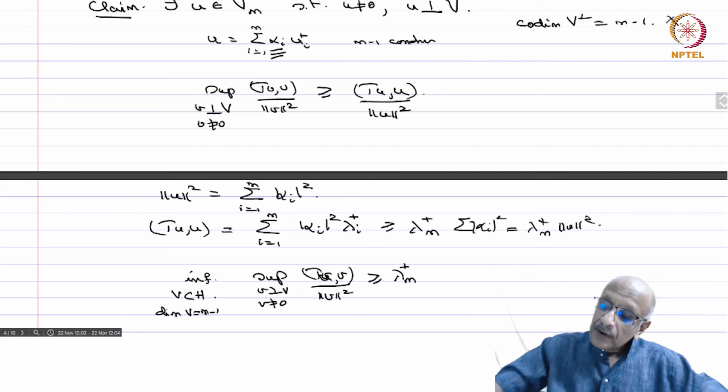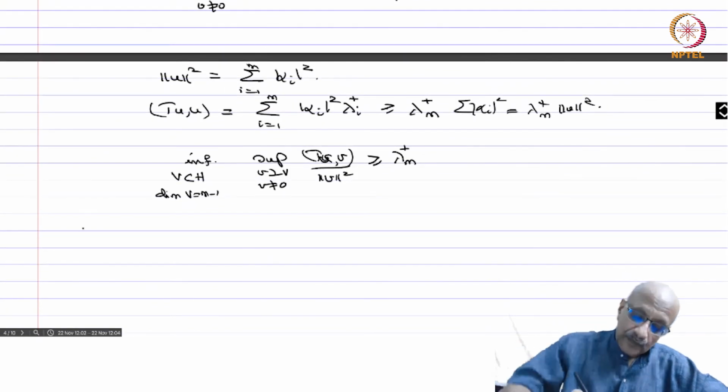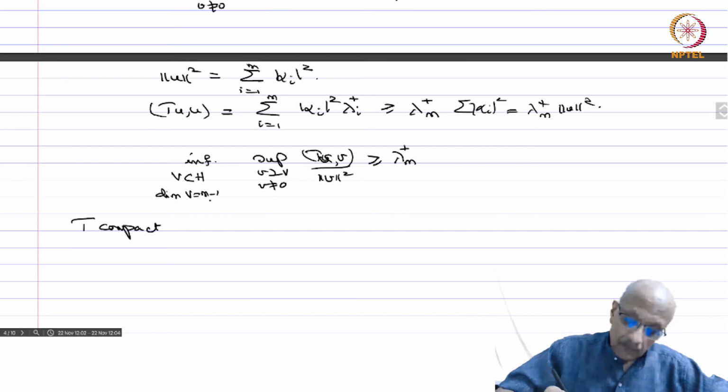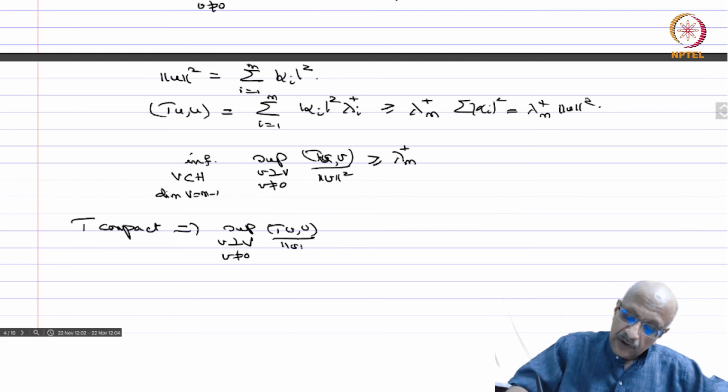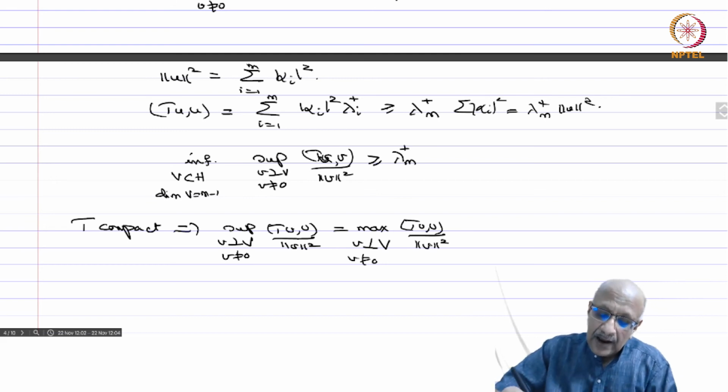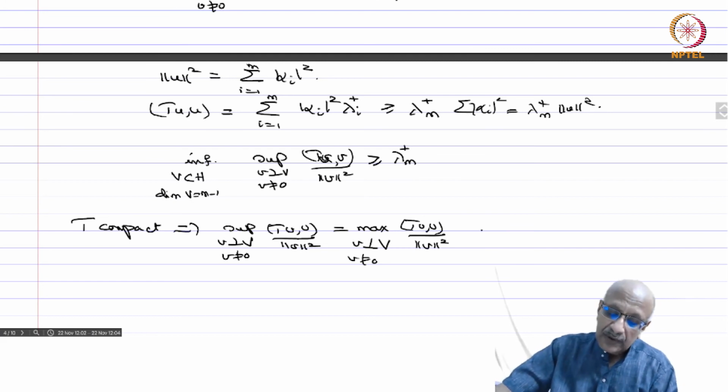Now T compact implies that the sup over v orthogonal to V, v not equal to 0, of (Tv,v) by norm v square is in fact attained, equal to the max. Because if you take a maximizing sequence, then Tv will converge strongly, v will converge weakly, and therefore the limit will be a maximizer, and it will also be orthogonal to V, and therefore it will attain the maximum. So the sup is actually a max.